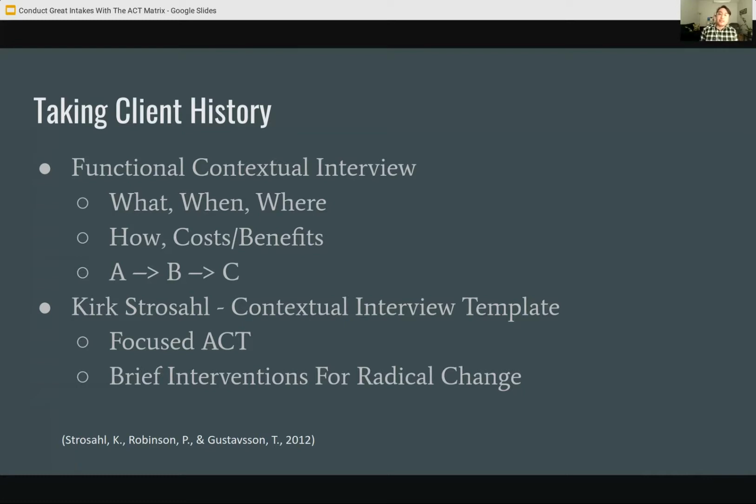If you're looking for a good method of doing a functional contextual interview with a client, I recommend the work of Kirk Strosahl and his book, Brief Interventions for Radical Change, which goes into depth on this topic. And if you Google Kirk Strosahl contextual interview template, you'll find some material that lays out a history-taking method that is very brief, but covers a lot of bases. You might find a PDF file of that. And Kirk is an ACT clinician, and he works in the field of ultra brief therapeutic contexts, settings where you might only have 15 to 20 minutes to talk to a client total. So his work is very useful for shortening your history taking process.